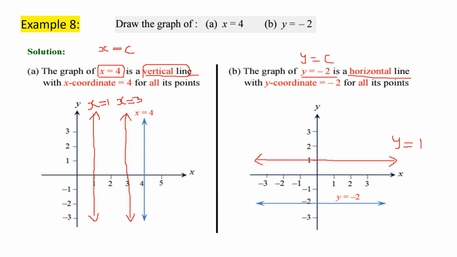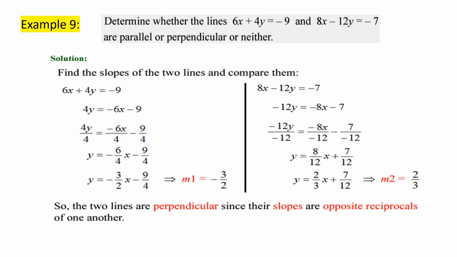But in the previous question, we don't have an equation with x and y, so we needed to find 2 points. But in this question, there is no need to find any points. From the equation, we can draw the graph simply. Next question.